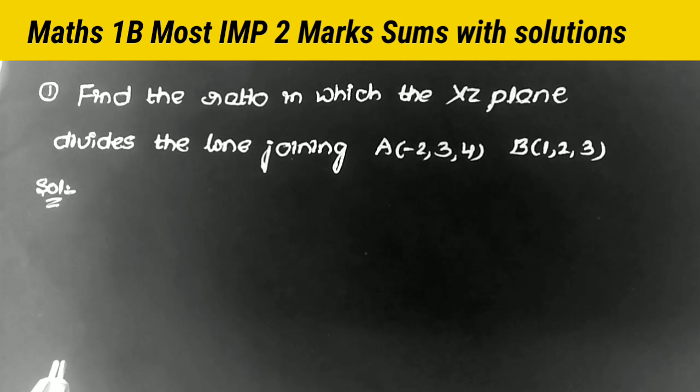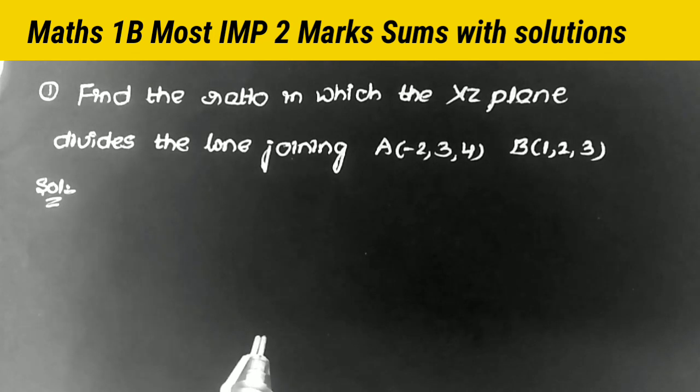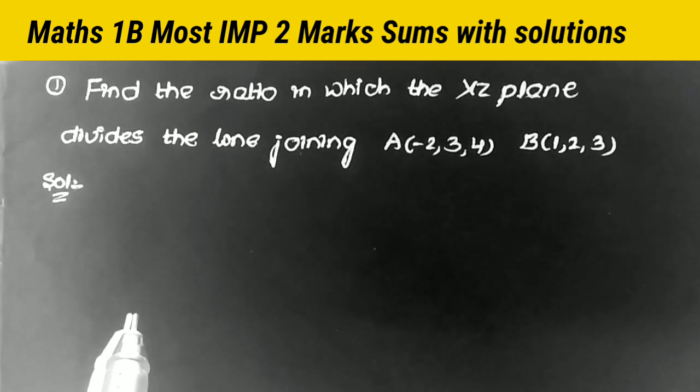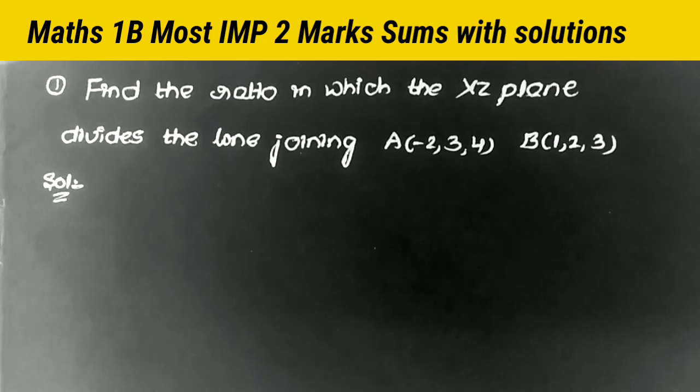In this video, I explain the most important 2 marks problems from the Maths 1B paper. These are the questions from the chapter 3-dimensional coordinates. I already started this chapter in the last video. This is the continuation video.